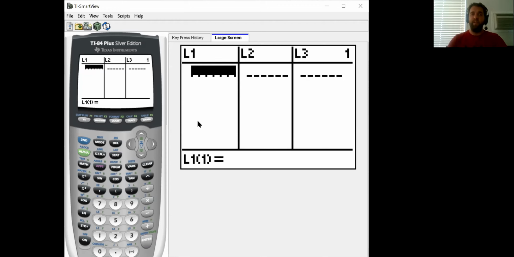List 1 is going to automatically run as your X coordinates, and list 2 will be your Y coordinates. So you want to make sure you get your X coordinates and your Y coordinates right next to each other.